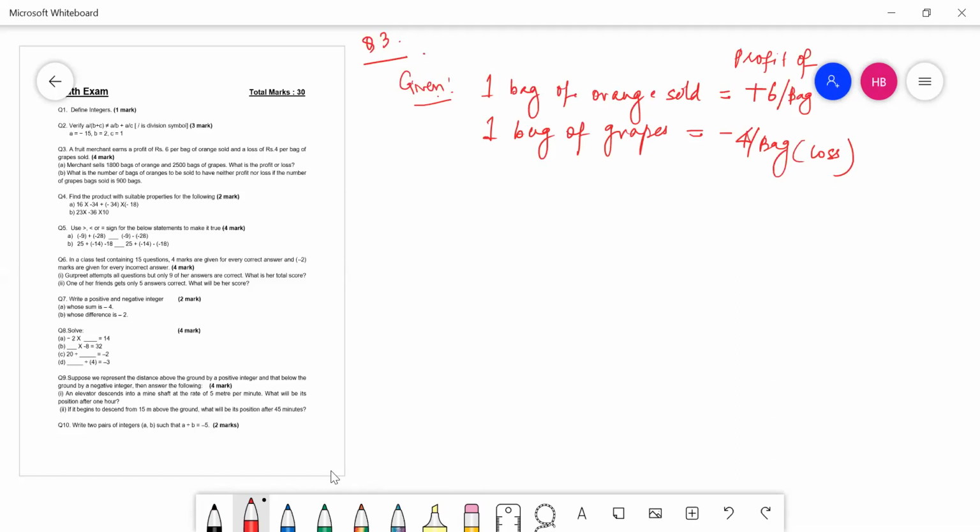Now let's see the A part. A part is telling me the merchant sells 1800 bags of oranges. So for the A part, what is the given? How much is the merchant selling?